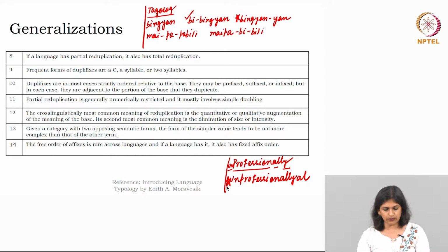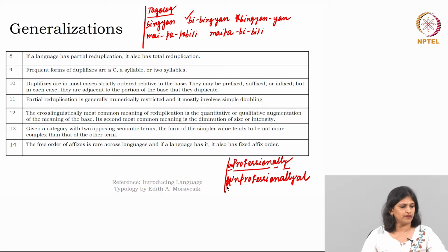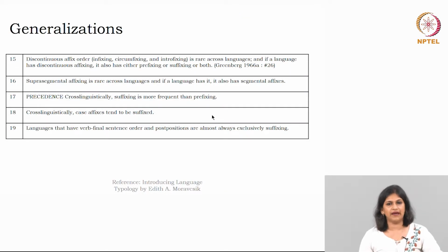So, we have to approach it from the restriction on the freeness of the affixes, so that it can move to the fixedness of the affixes. So, across languages the order of affixes is generally fixed, and if it has free order, then it must have fixed too. So, that is about the affixation.